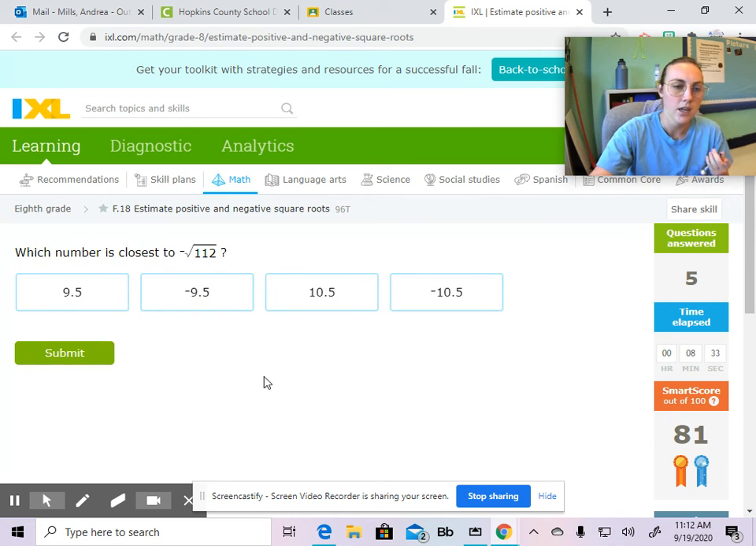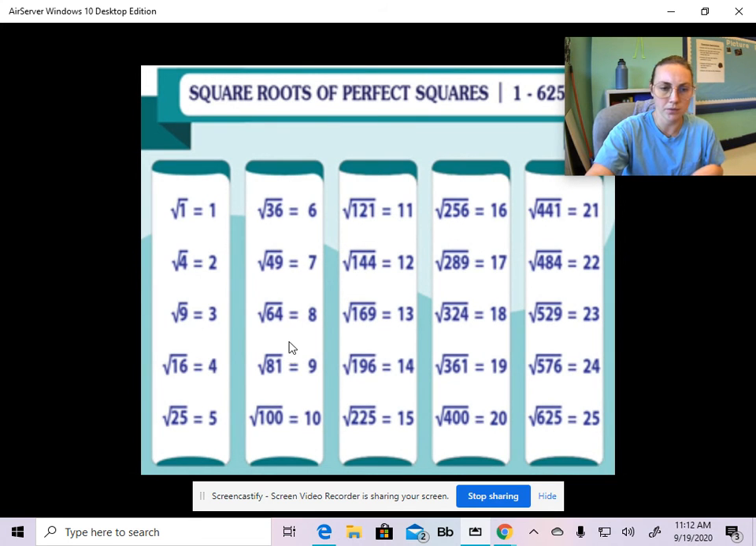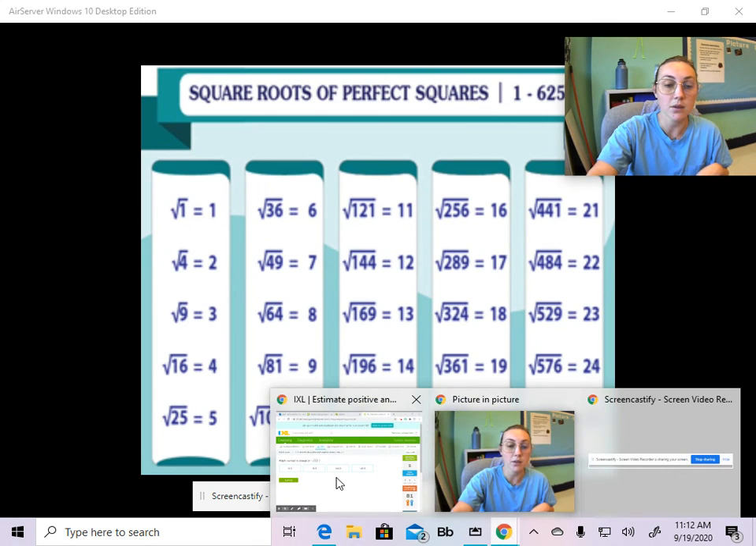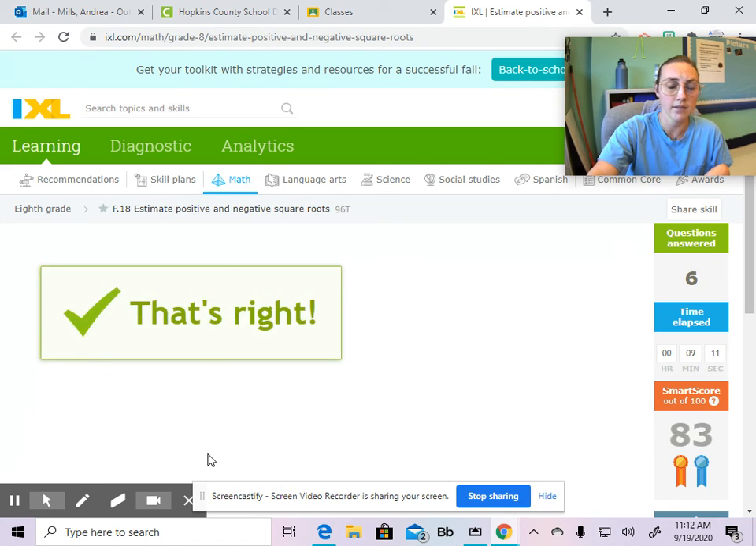Let's do one last question. What about the negative square root of 112? So let's go back. The negative square root of 112 would be in between the negative square root of 100, which is negative 10, and the negative square root of 121, which is negative 11. But it would be closer to negative 10. So let's go back to our IXL. We can go ahead and get rid of the 9.5 and negative 9.5 because, first of all, this is a positive, and this is not in between 10 and 11. We can get rid of this one too because it's not a negative. So we know it has to be negative 10.5.